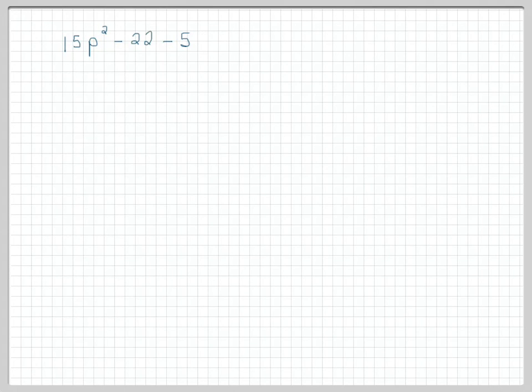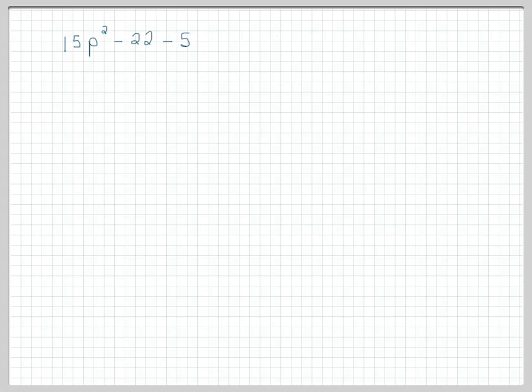Alright, I'm going to show you two ways to solve this problem, or to factor this polynomial, and I'll do it in two videos. So, method number one is to just go about it like we did our previous trinomials.